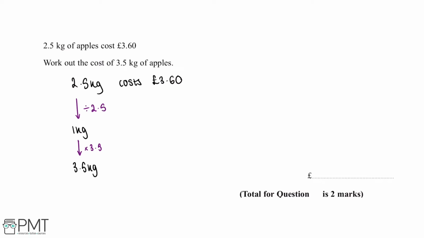So now we're going to do exactly the same calculations, but on this £3.60 on the right. So the first thing we'll do is divide by 2.5. And this tells us that the price of 1 kilogram of apples is £1.44. And now, as we did on the left-hand side, we're going to multiply this value by 3.5. And this gives us a value of £5.04. And this is our final answer.